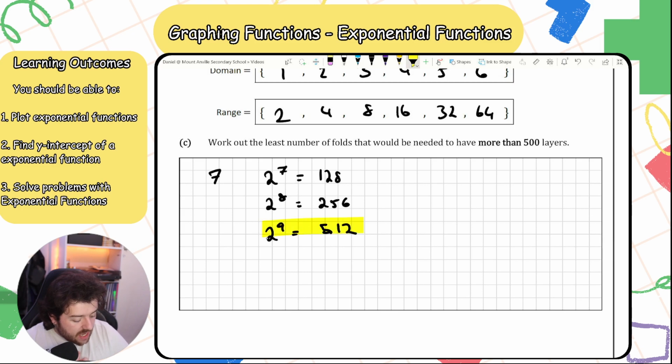Well, it will be 9 folds. Right, so 9 folds will give me 512 layers. Now, I'm pretty sure you can't fold a piece of paper more than like 8 times. Isn't that right? I don't know. Anyway, doesn't matter.